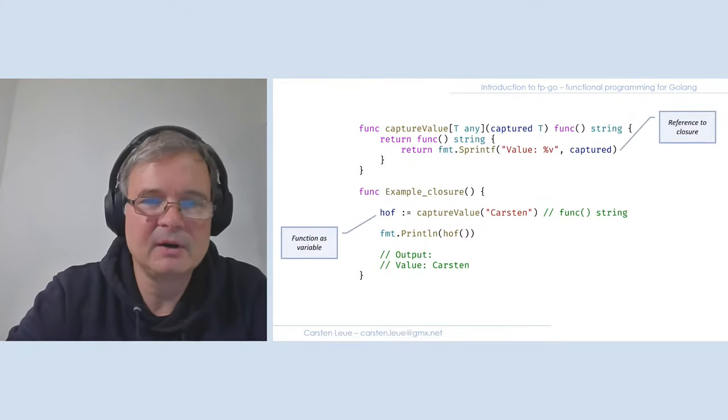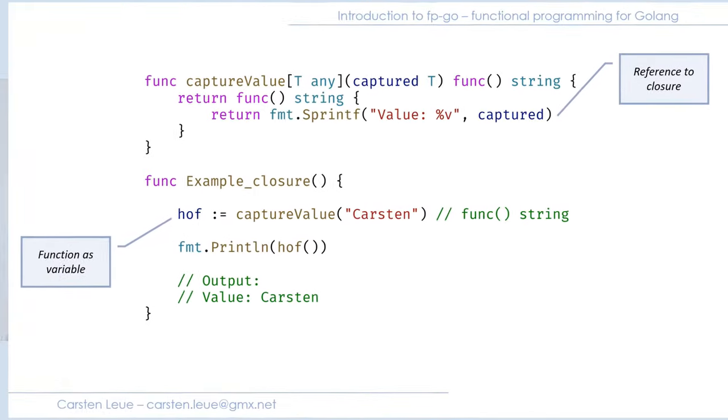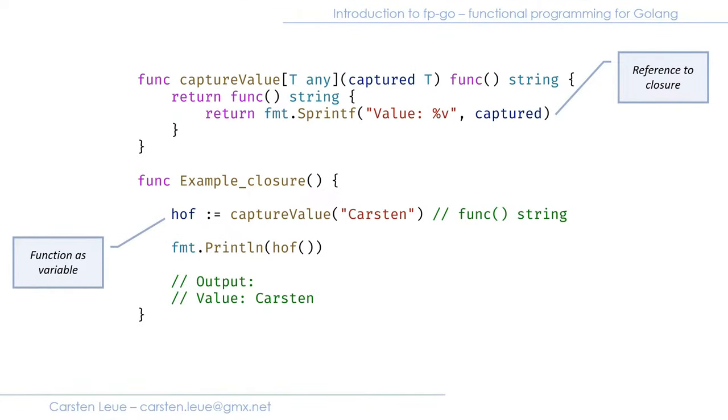In my second example, I have an example of how a closure looks in Go. You can see this here in captureValue. Again, we see that this works very well together with generics. In this case, T is the type parameter, but it's not constrained. It has the any type.